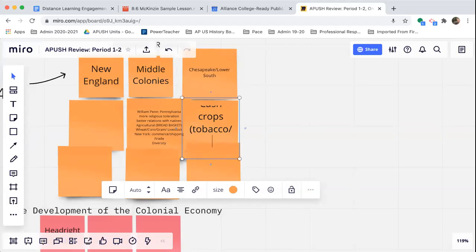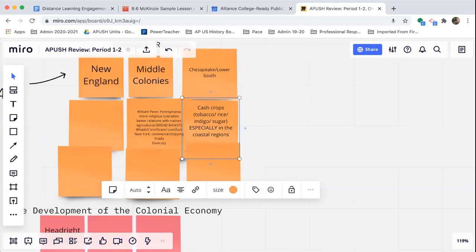What are the other cash crops in the South? Rice and indigo. Rice, indigo, and then further down south, like in the Caribbean, but still part of the empire, is sugar. Good. Rice, indigo, sugar. And this is especially in the coastal regions. Okay. Good. What else can I add?